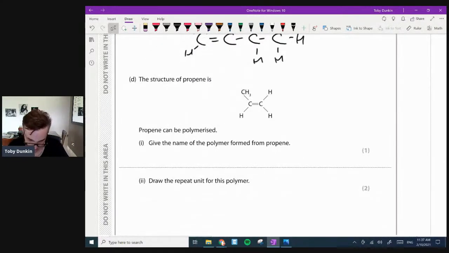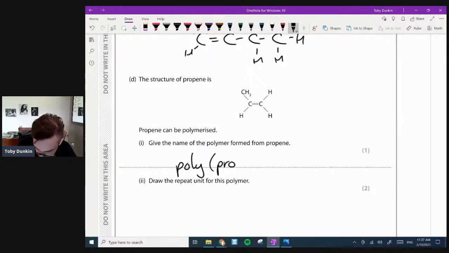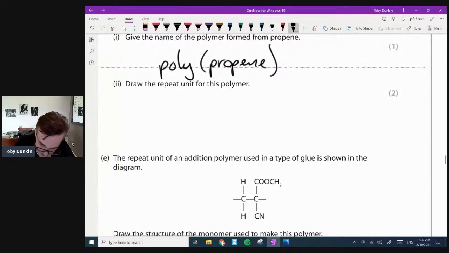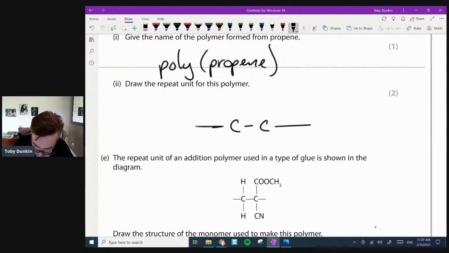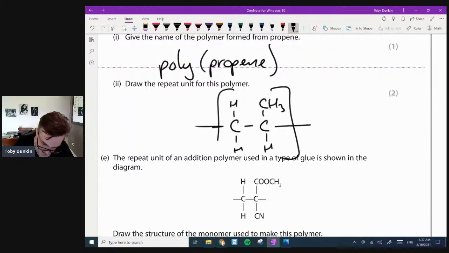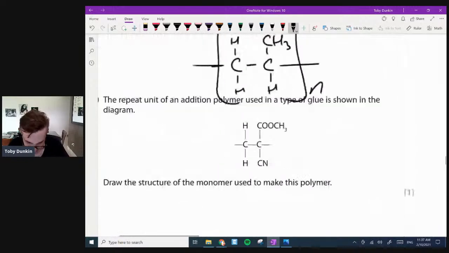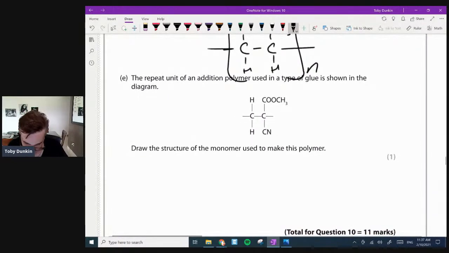The structure of propene is this. Propene can be polymerized. Give the name of the polymer formed, polypropene. It's not hard, is it? You just stick the word poly in front of the alkene, the monomer. Draw the repeating unit for this polymer. So C bond C, and then we've got an H, then we put a CH3 up there, and then an H, then put that in a bracket and put an n on it.